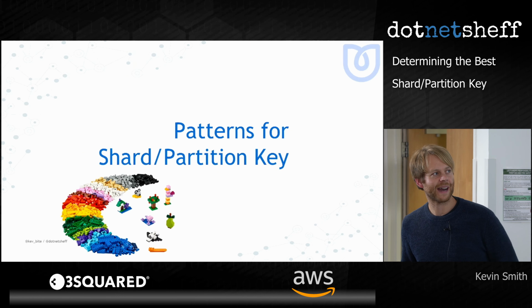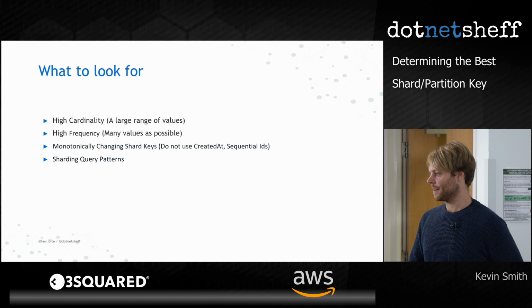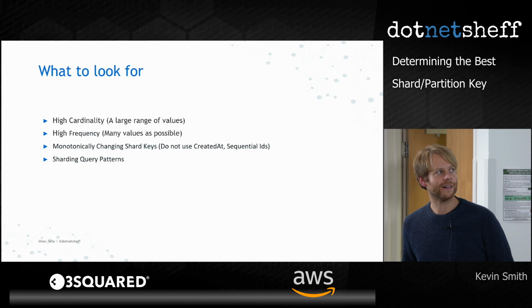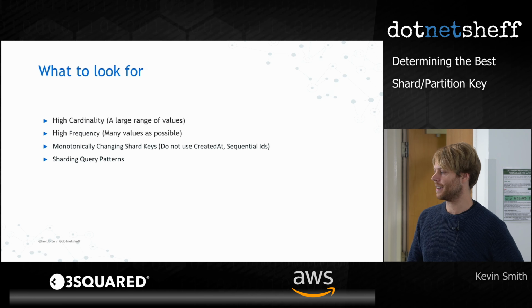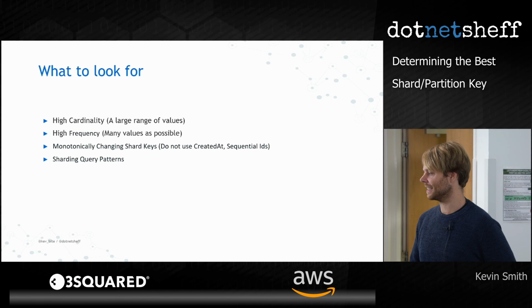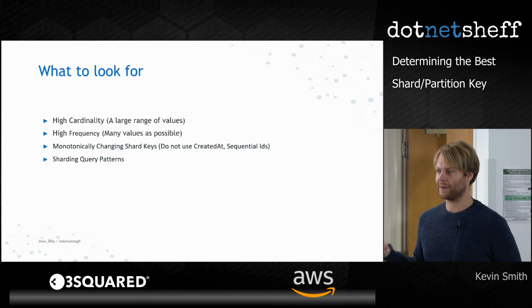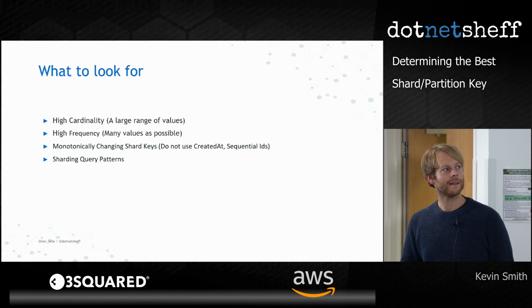So that comes to the patterns of shard and partition keys. So they're the kind of problematic things. The things we want to look out for are high cardinality, high frequency, not monotonically increasing shard keys, and also understand our query patterns and what we're using. And we might need to also pass in extra data into the query so we can actually figure out what node it's on as well, which is quite common, which you wouldn't do with SQL Server, for example.